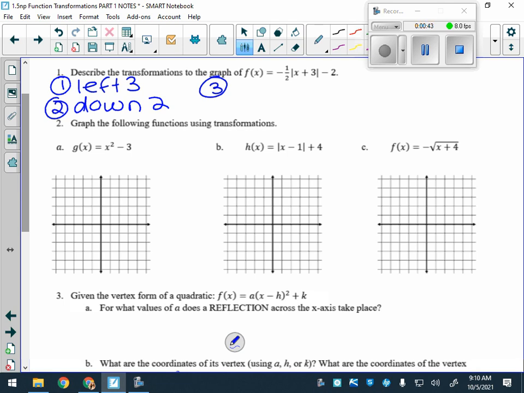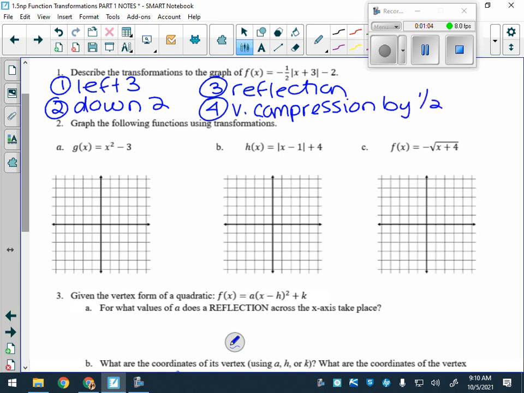Devin. A reflection because it is negative. Good. Okay, and there's one more transformation. Cooper. Vertical compression. By 1/2. Okay, the vertical compression is the 1/2. The negative means reflection. X plus 3, remember, opposite of what you see. So it's left 3, and then down 2 is the same.